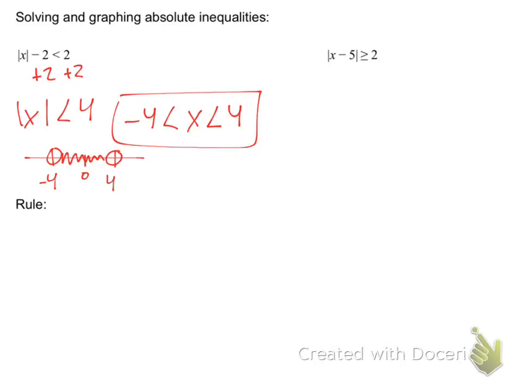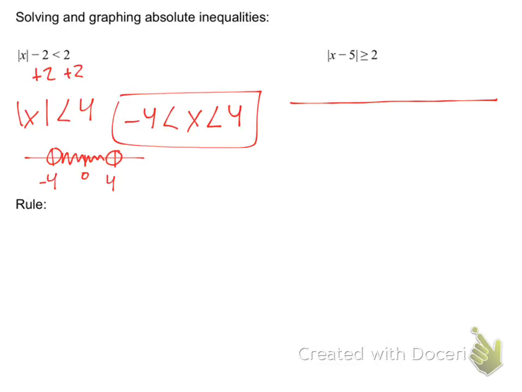But that's just taking the absolute value of a number being less than something. If you take a look over at the next problem, it's the absolute value of x minus 5 is greater than or equal to 2. Right? So that means this thing itself, the number, when I take the absolute value, is bigger than or equal to 2. So if I made a number line real quick, what's a number that will work?